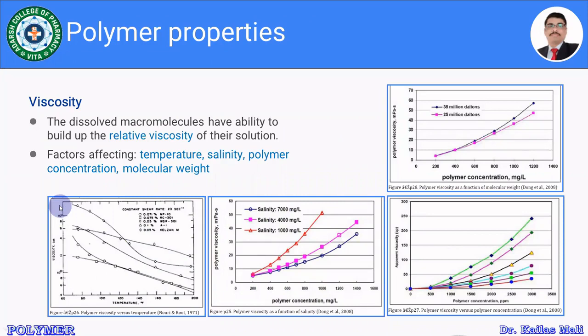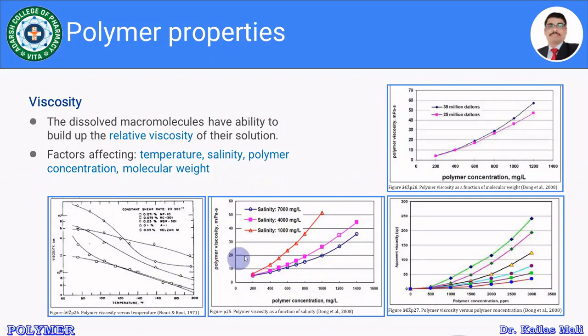So look at the very first graph. On the x-axis, it's a viscosity, and on the y-axis, it's a temperature. So when we are increasing the temperature of the solution, the viscosity is going to be decreased. Viscosity of the polymer is going to be decreased. So it is inversely proportional to each other, isn't it?